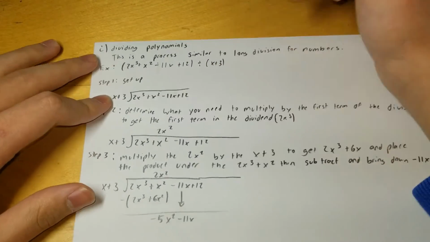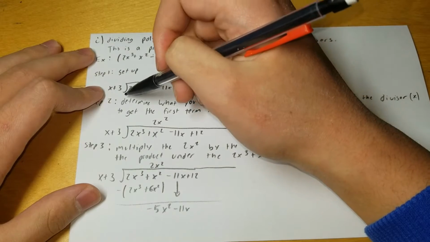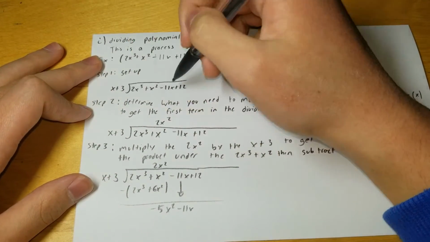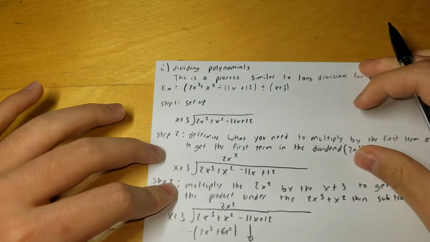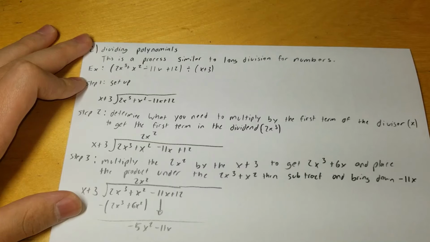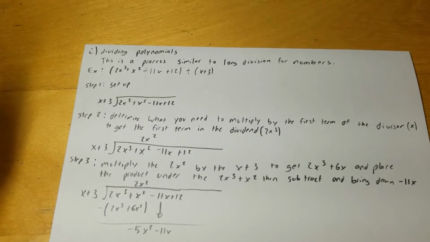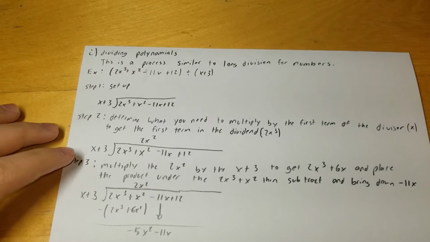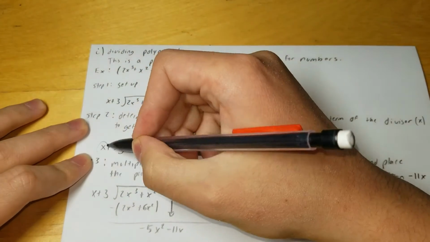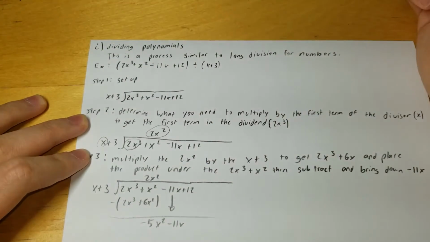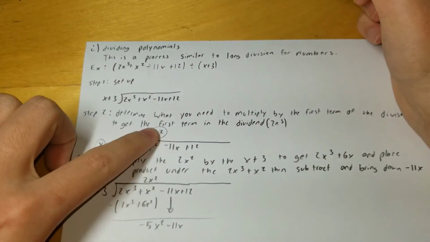Step 1, you would have to set it up. x plus 3, and then you just set up in the setup right here. Basically like that. Okay. Step 2, you would determine what you need to multiply by the first term of the divisor, which is x, to get the first term of the dividend, 2x cubed. So what times x would give you this? That would be 2x squared, and you would put that over the x squared little area.